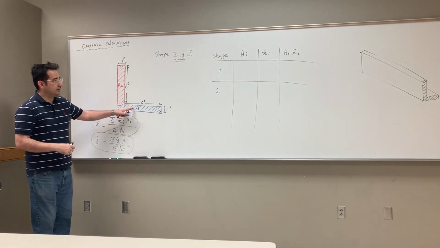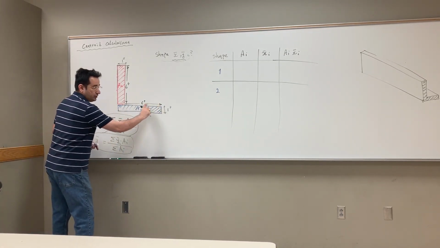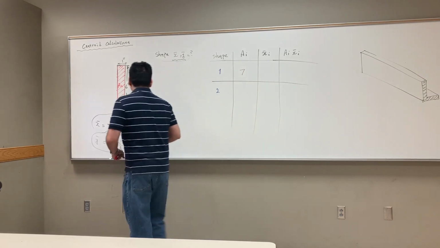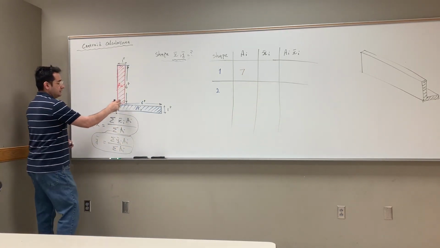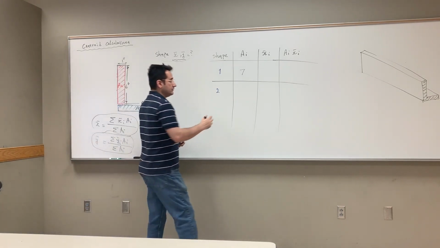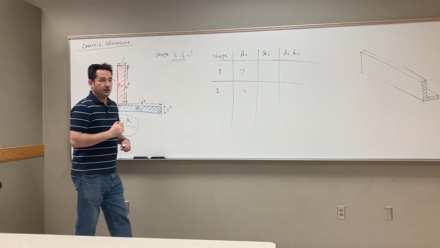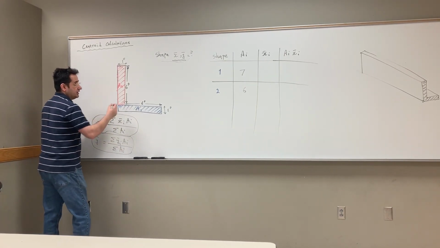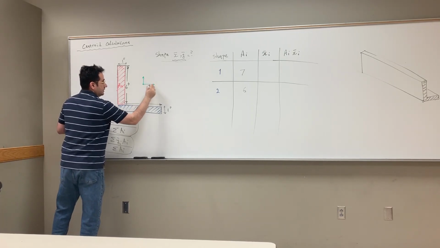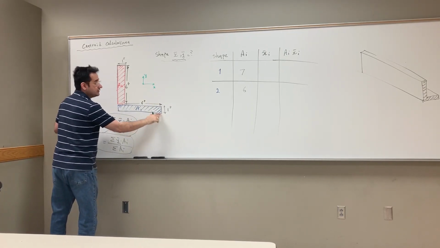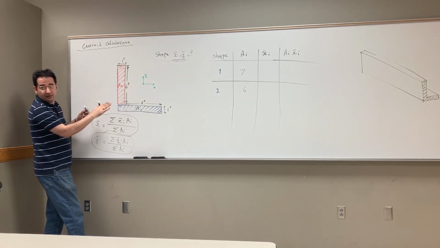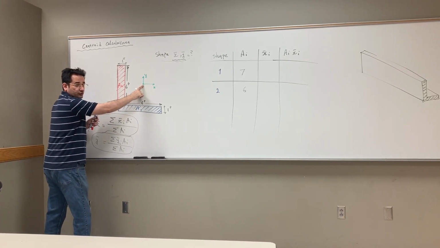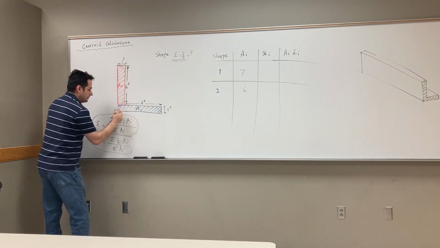So let's start with A1. What's the area of this part only? 7 times 1, which is 7. A2, the same: 6 times 1. Now, don't forget that the coordinate system, you can put it here, here, or here. It's your choice again, exactly like the way you decompose it into sub-shapes. Choosing the right coordinate system is your choice. For the moment, I put it here.